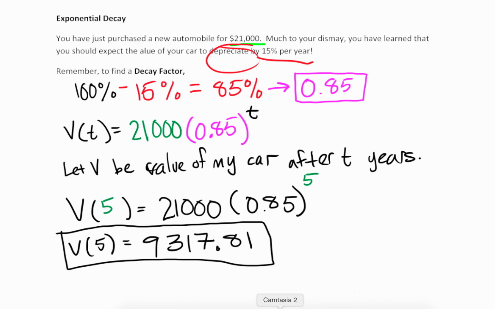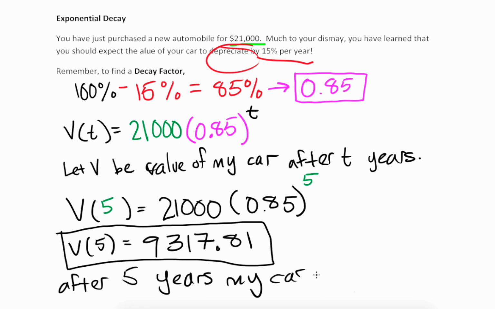With a word problem, it's always a good idea to put this as a sentence. So I would say, after 5 years, my car is worth $9,317.81.